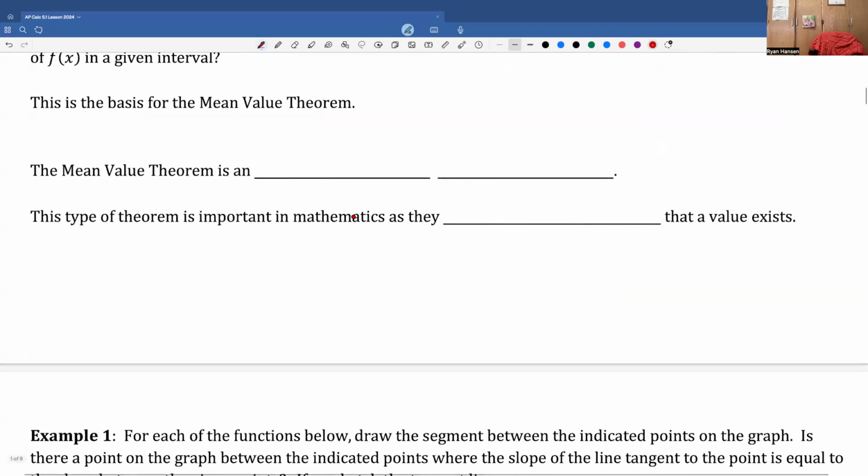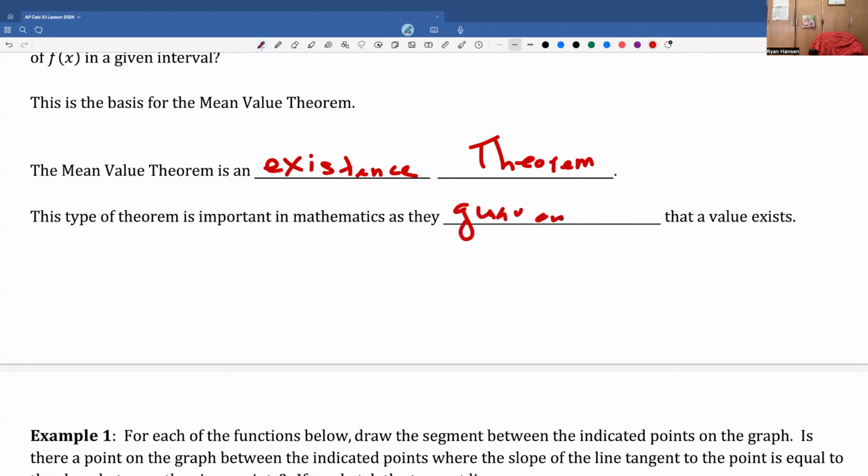It's the average rate of change equals the instantaneous rate of change, like the picture. And this is called an existence theorem. And this type of theorem is important in mathematics as they guarantee that a value exists. Okay, it guarantees. But there are prerequisites, which we'll get into. Okay, an existence theorem guarantees that a value exists.